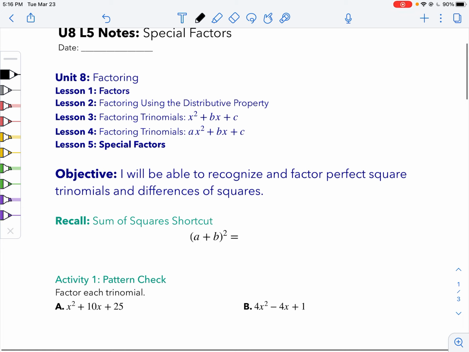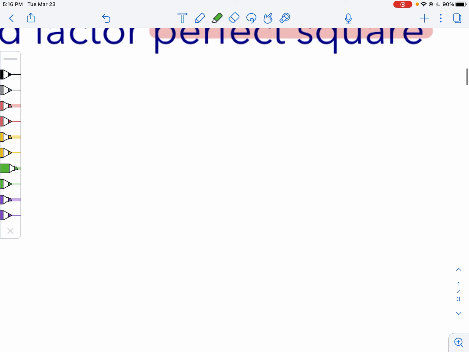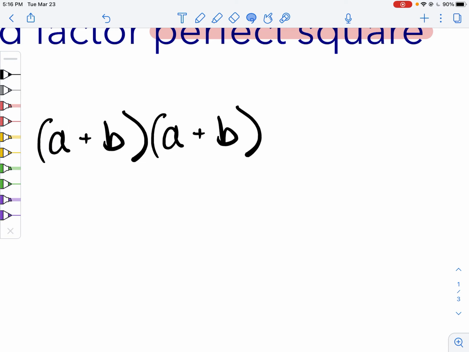By the end of the day, you'll be able to recognize both the patterns of perfect square trinomials and also difference of squares. So remember when we were looking at factors and we said, hey, what happens if we have some number A plus some number B and we multiply that by itself? What pattern does that come out to?